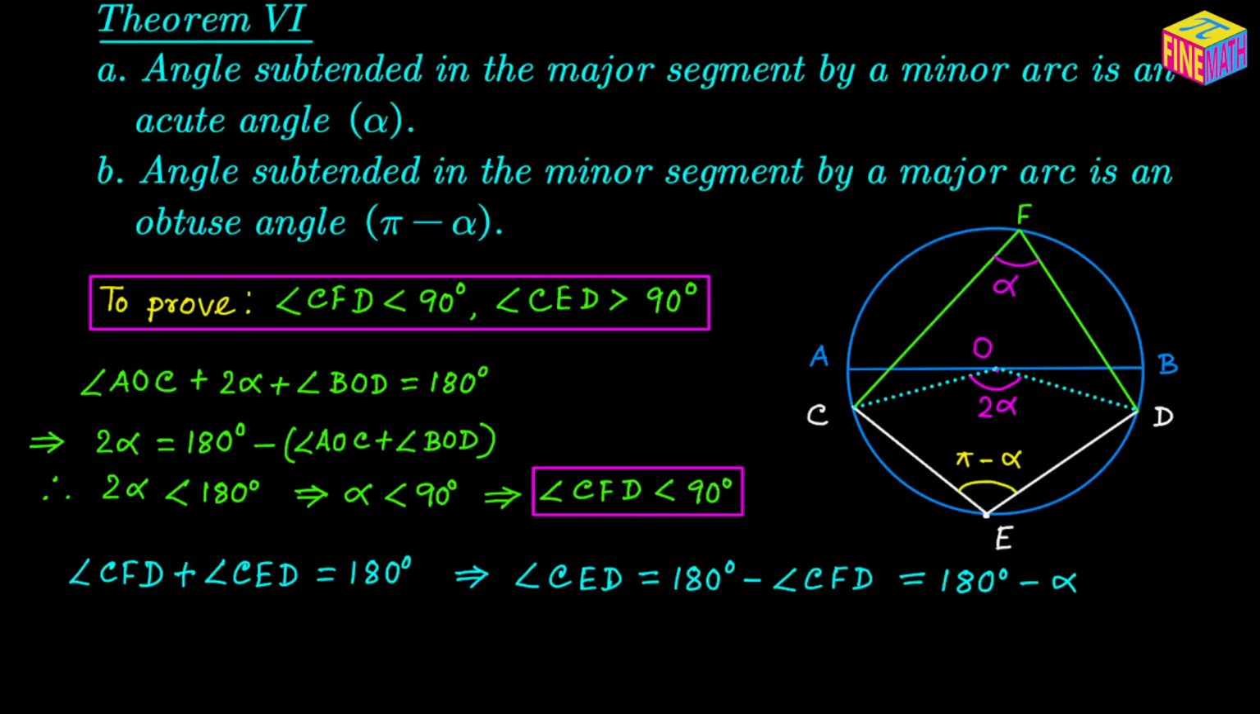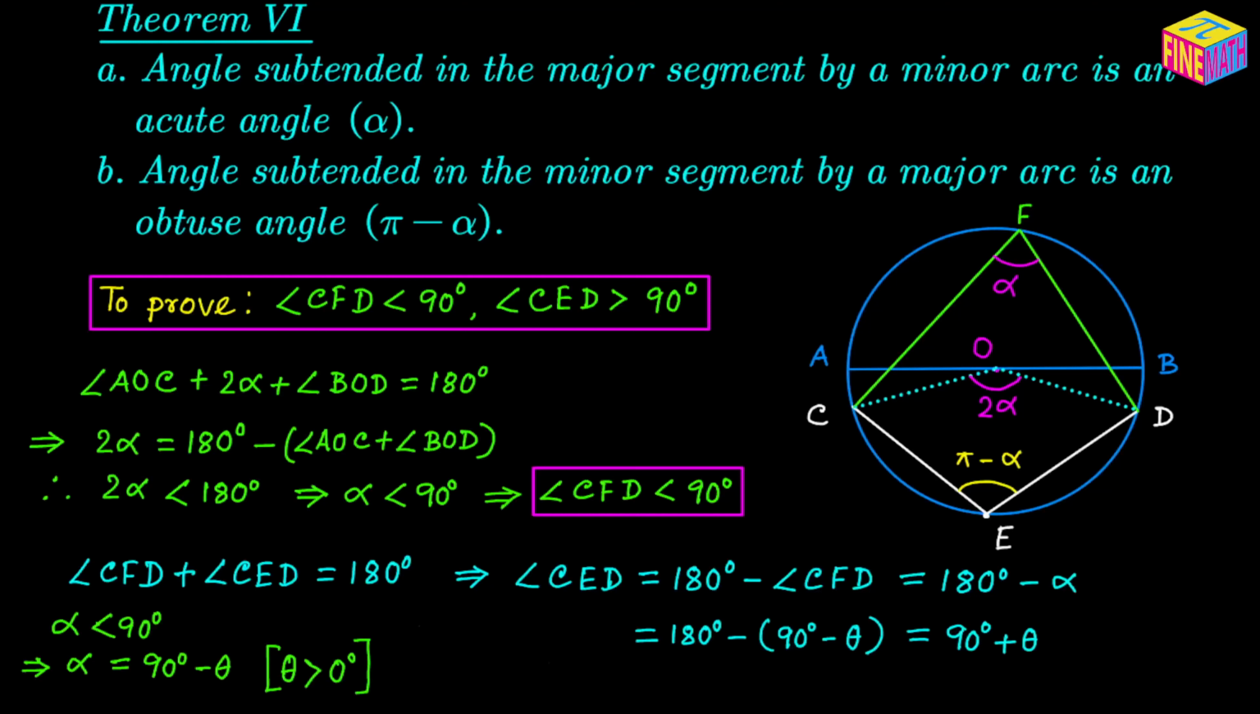We have already seen that alpha is less than 90 degrees. Because alpha is less than 90 degrees, can we say that alpha is definitely 90 degrees minus some positive angle theta? Next, I am going to use this value in place of alpha on the right hand side. So angle CED can be denoted as 180 degrees minus (90 degrees minus theta). If we remove the parentheses, this becomes 180 degrees minus 90 degrees plus theta. So essentially that will be 90 degrees plus theta. That means angle CED is greater than 90 degrees because it is 90 degrees plus some positive angle theta. So obviously angle CED is greater than 90 degrees. That was the second part of the theorem, so we have been able to prove the second part as well.